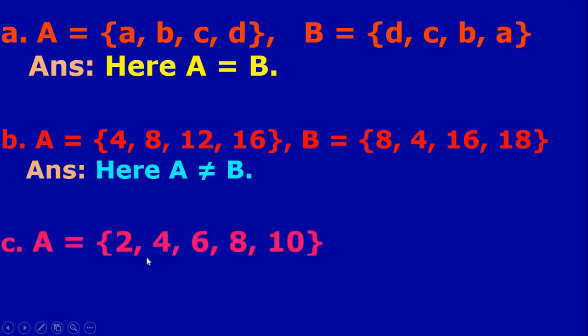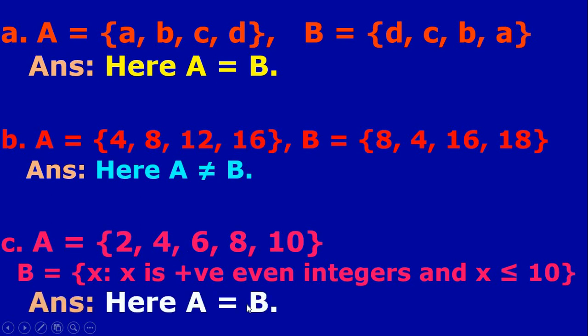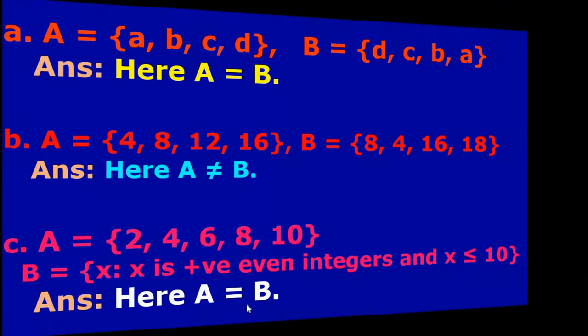Next one, A equal to {2, 4, 6, 8, 10} and B is the set of all x such that x is a positive even integer and x is less than or equal to 10. You have to find all positive even integers less than or equal to 10. That is the same numbers. 2 is a positive even integer, 4, 6, 8, 10. All these are positive even integers and not more than 10. 0 is not possible. Negative numbers are also not possible. Only these numbers. So therefore set A and set B are same. Here A and B are equal sets.